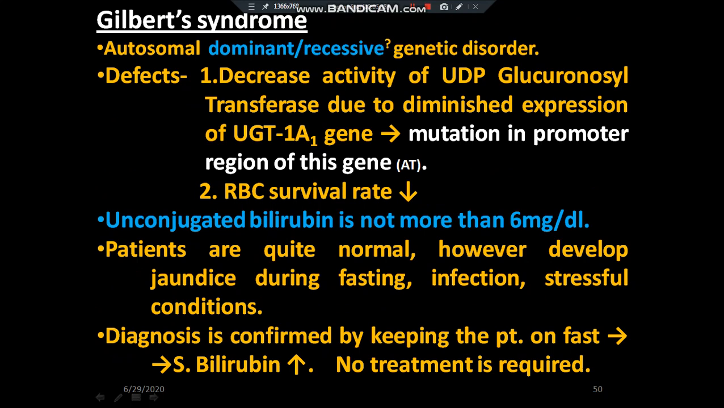What happens in Gilbert syndrome? It is an autosomal dominant or recessive genetic disorder. It is not known. The defect is due to decreased activity of UDP glucuronosyl transferase due to diminished expression of the UDP glucuronide transferase gene, a mutation in the promoter gene. The RBC survival rate is decreased. The unconjugated bilirubin is not more than 6 mg per dl.